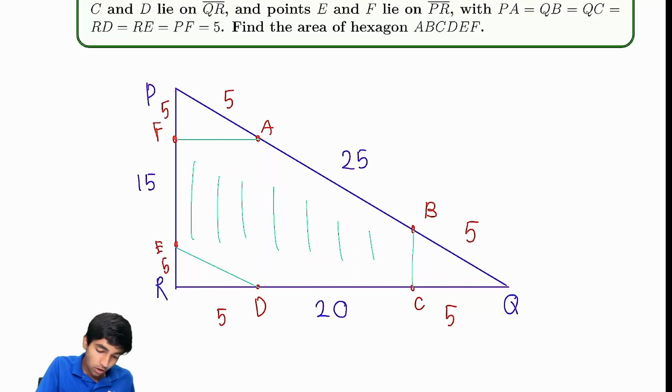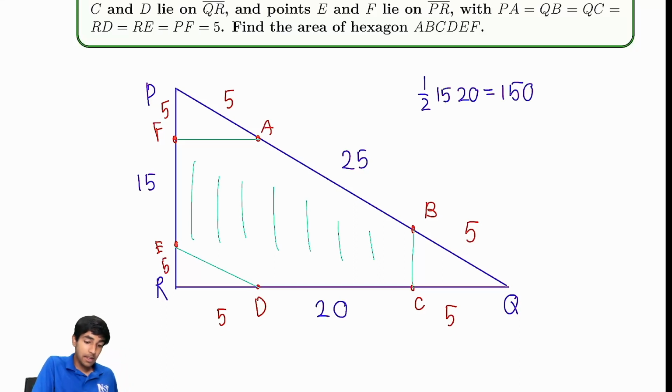The area of this triangle, 1/2 base times height, that's 150. Now the area of each of these pieces. The area of this piece is just 25 over 2, half base times height. Now what's the area of this piece? We don't know the height. We know the base, but we don't know the height. We have two of the sides.